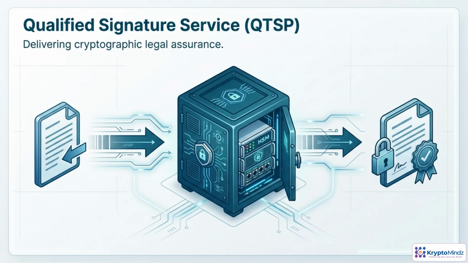A qualified signature service run by a QTSP works like a highly secure signing factory. The document is submitted, the service authenticates the user, and protected cryptographic keys are used to create a qualified electronic signature. The result is a document whose integrity and signer identity are strongly proven and legally recognized across the EU.